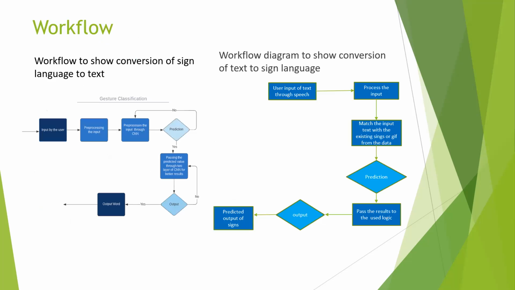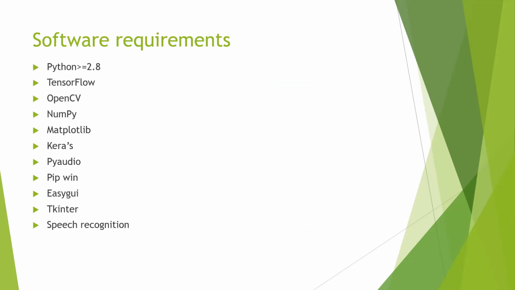And this is our project workflow where we give the input. The user will give the input, which is pre-processed through CNN. After the prediction is done, the predicted value is passed through two layers of CNN for better results, and the output is given. You can also see the workflow diagram for this. The main software requirements we have used in our project are Python, OpenCV, NumPy, and some others. And from here, Chandra will take over.